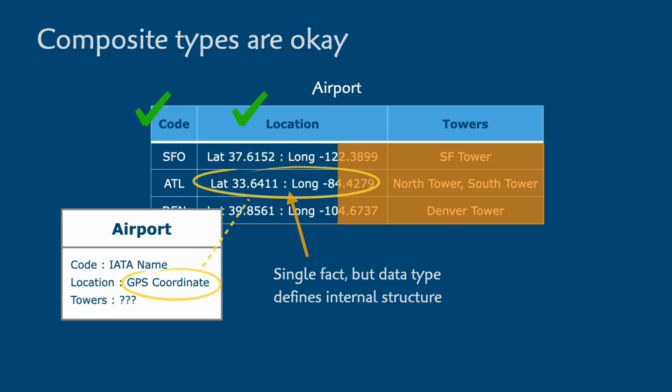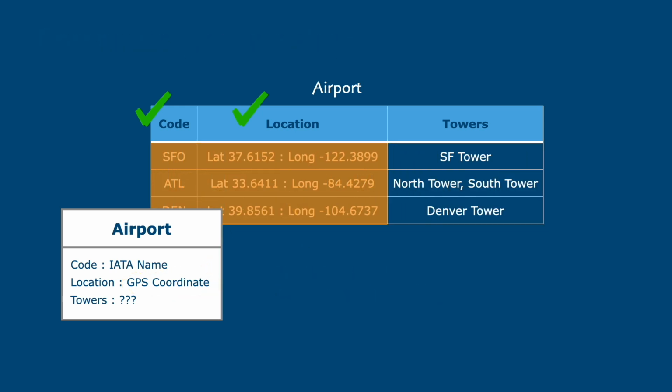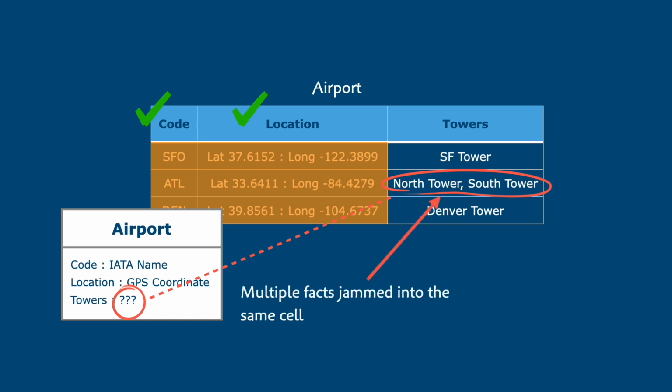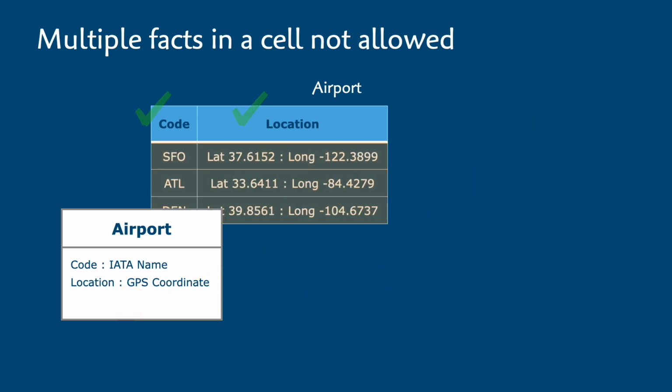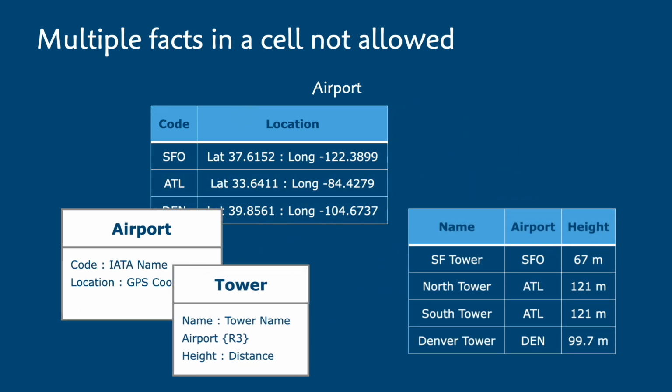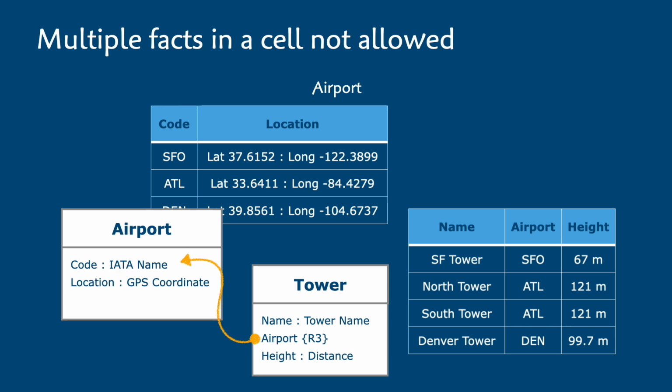But the third column is problematic. It has multiple values in one of the cells since the Atlanta airport has two control towers. This sort of thing, where a set of multiple facts are clumped together, breaks our table rule, so we need to refactor a bit. We probably want to abstract the control tower class and then add a referential attribute for the associated airport. I'll be introducing referential attributes in Lesson 230.